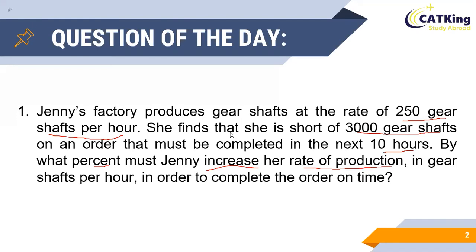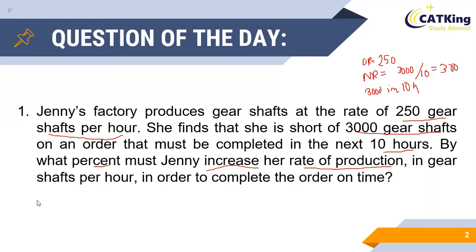Now, according to the question, the original rate of production is 250 gear shafts per hour. Let us indicate this by OR. Next, we need to find the new rate of production, which is indicated by NR. It is given to us that she needs to make 3000 gear shafts in 10 hours, and hence the new rate will be 3000 by 10, thus equal to 300 gear shafts per hour.